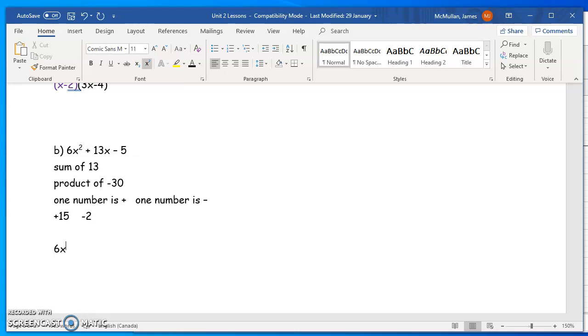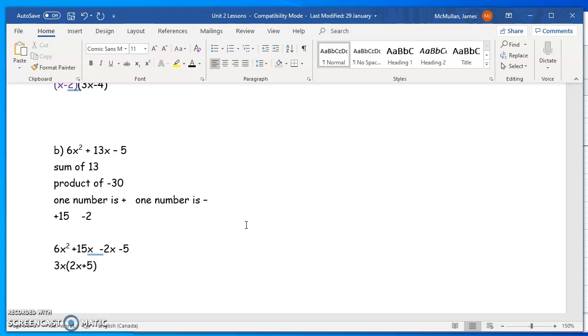Again, let's write it out the way we're supposed to write it out. 6x squared plus 15x minus 2x minus 5. Now again, I'm going to GCF the first two, I'm going to GCF the second two. In the first two, there's a 3x that I can remove. 6x squared divided by 3x is 2x. 15x divided by 3x is 5. So that's what's left over, right?